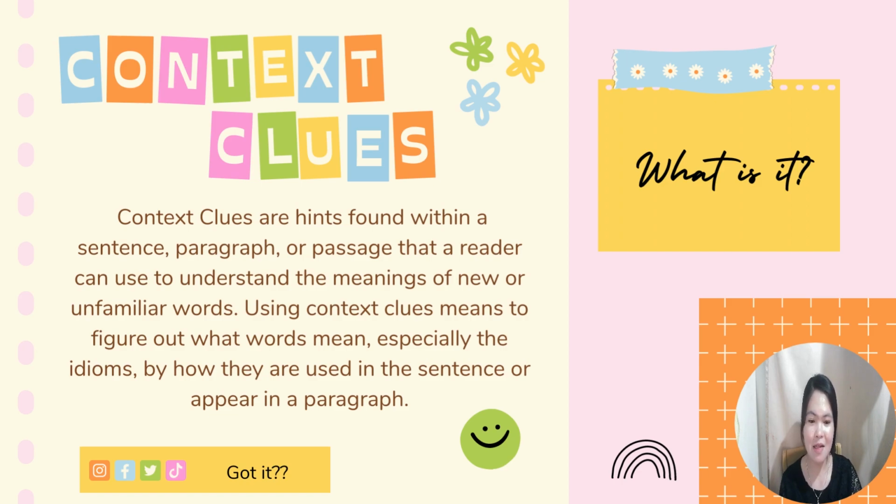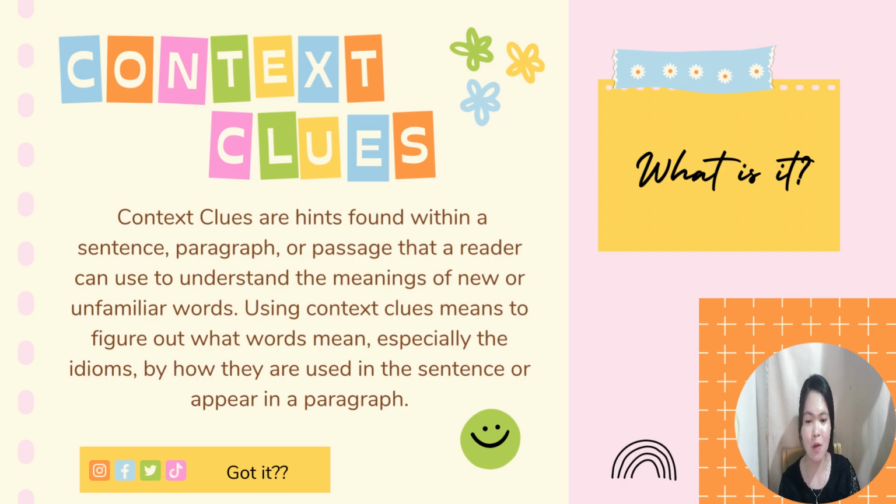Great. So context clues are hints that we can find within a sentence, a paragraph, or a passage that we read. So in order for us to understand the meaning of a particular idiom, we can find some words. It depends on the sentence where we can find these context clues. It could be at the beginning of a sentence, it could be in the middle, or it could be right after the idiomatic expression. It's actually useful when we try to understand the meaning of the idiom.